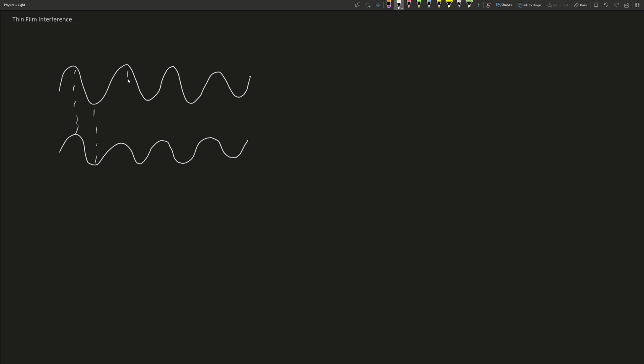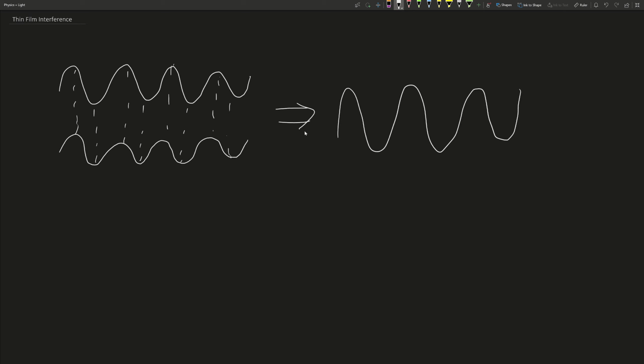By superposition, when we add these light rays together, their peaks will add and their troughs will add, and so your resulting light ray will be something like this. It gets amplified. So this is constructive interference. This happens when they are in phase, which means that the wavelengths are the same, or the frequencies are the same, and that the peaks and the troughs line up.